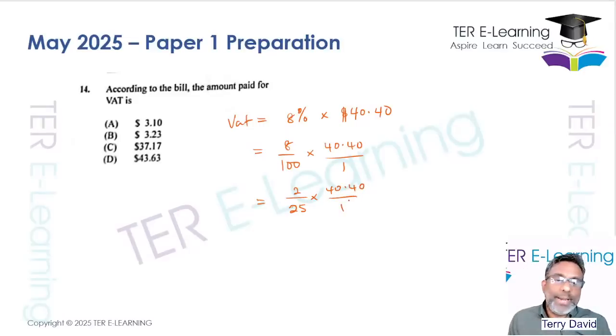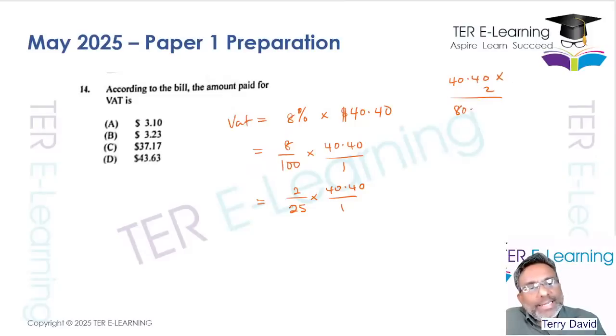So now this is where some of your simplification skills is going to come into play. What I will do, I'll first work out 2 by 40.40. So 40.40 multiplied by 2. That's easy, that's going to be $80.80. So that's step 1. That's what the numerator is going to be now. Now I have to divide that by 25.